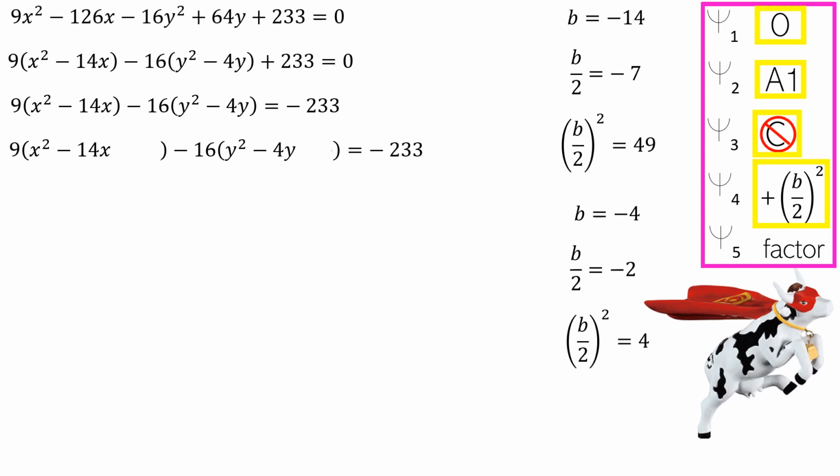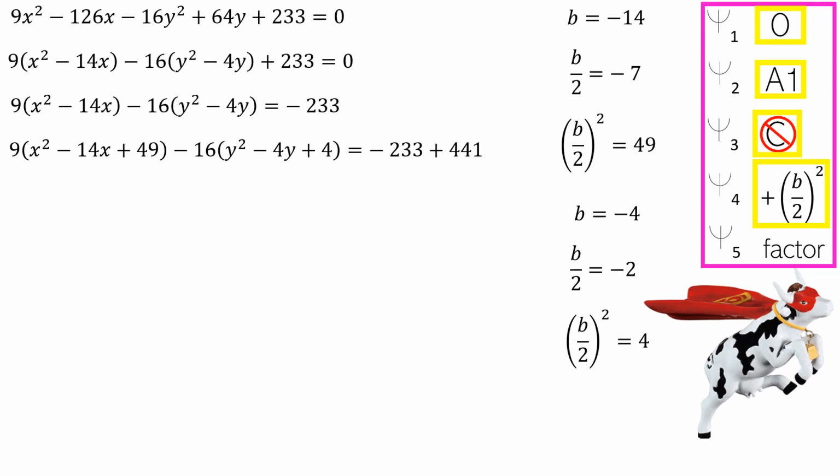Now, of course, when I place these values in the parentheses, I have to think about the total value I've added to that side. So when I place that positive 49 in with the x squared minus 14x, I've really added 49 times 9. That's a value of 441. So I have to add 441 to the right-hand side of the equation. Looks like I need to add 4 in with the y's. So I have y squared minus 4y plus 4.